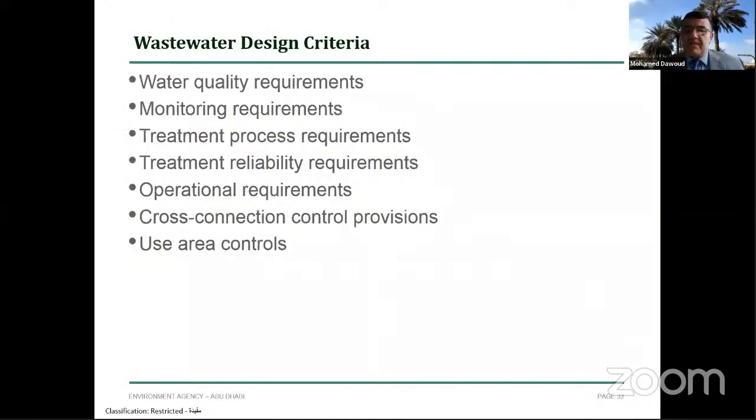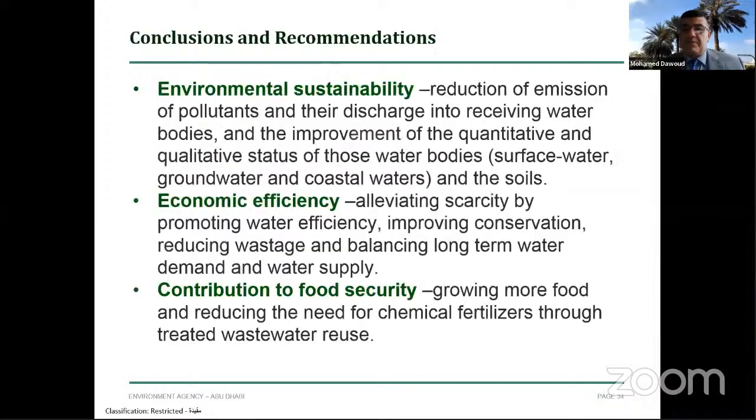The design of the wastewater transportation, distribution, and also the irrigation system, which will be used at the end on the farm, should be tackled and designed very carefully. In conclusion, treated wastewater is, from my point of view, a renewable resource, part of our renewable resources, and we have to discuss in detail how we can utilize it.